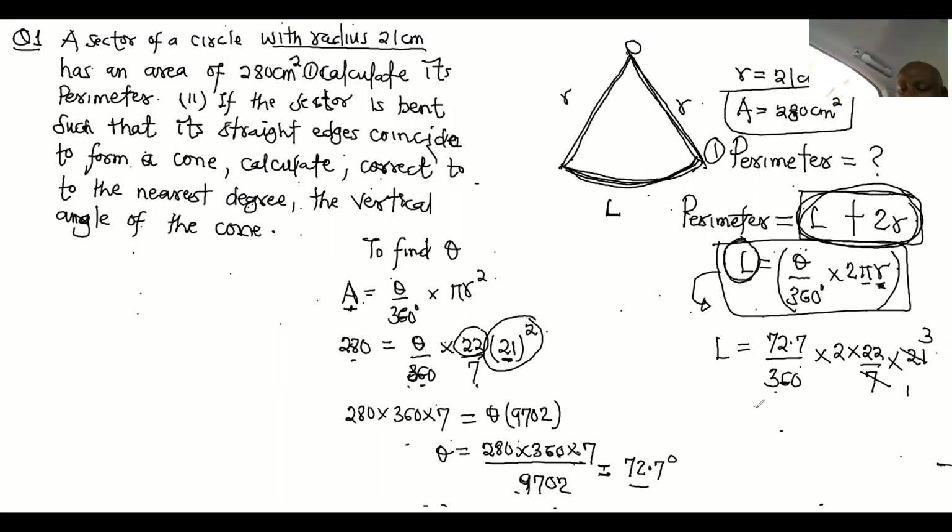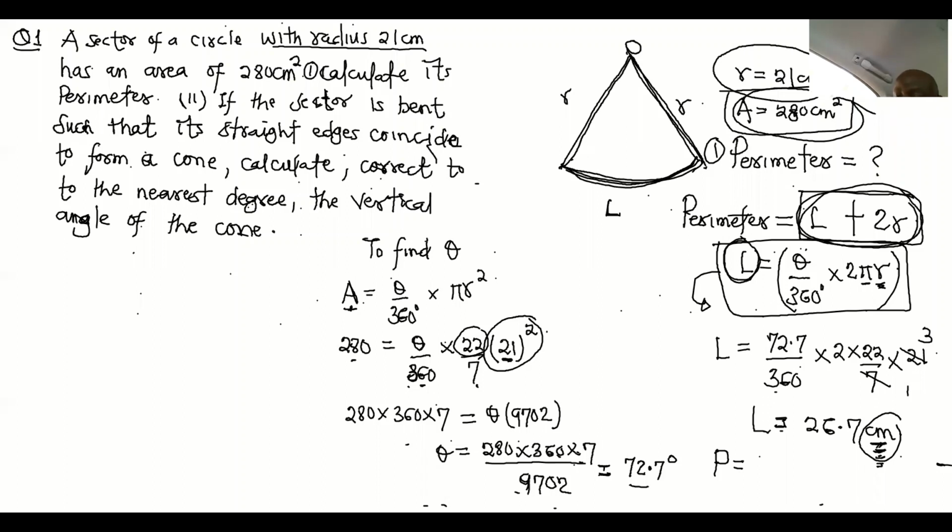What will be your L now? If you punch the calculator, what will be your L? Anybody? 6.7 centimeter. Why is this centimeter? Because they give us radius in centimeter. They give us area in centimeter square. So we have to maintain centimeter also.